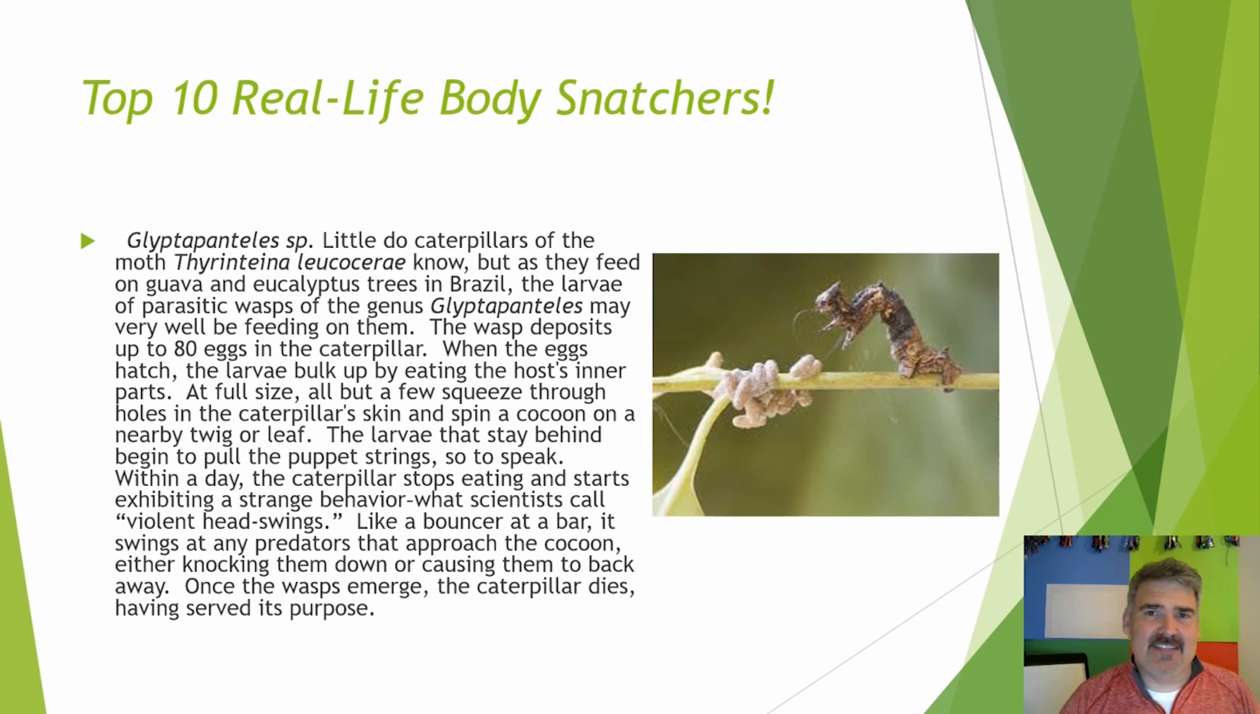Notice that the author says that the parasitic wasp pulls the puppet strings of the caterpillar to make it protect the cocoon. Take a moment and write on your paper what you think the phrase pull the puppet strings implies about the wasp's actions.